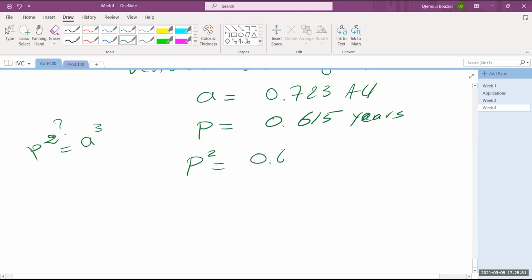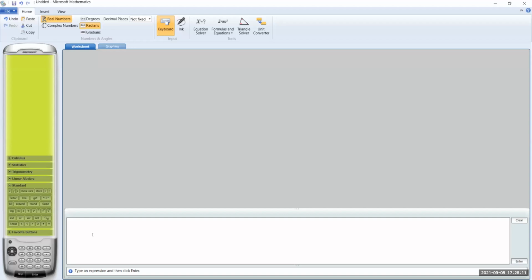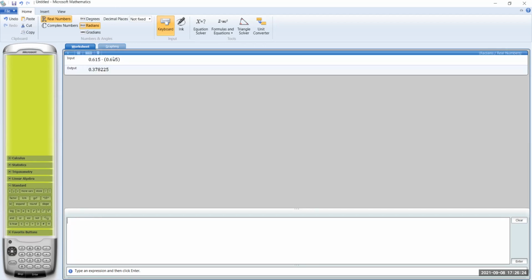P squared, that means 0.615 times 0.615. If you have a calculator that does the power, then you use the power too, okay? So I should have a calculator ready. I'm going to stop sharing and share the calculator and find what this number is. This number is 0.615, not 615, 0.615 times 0.615. So that is 0.378, and then some change.